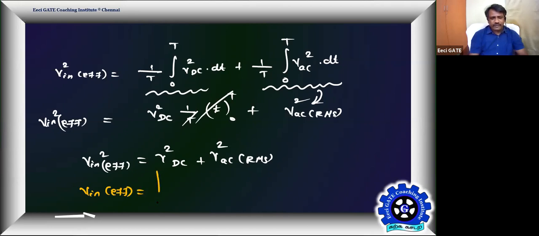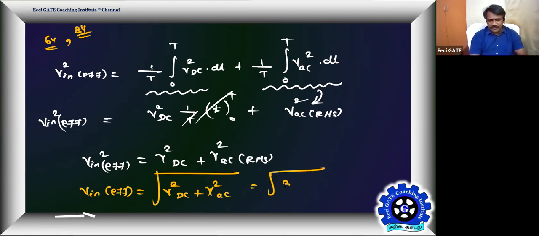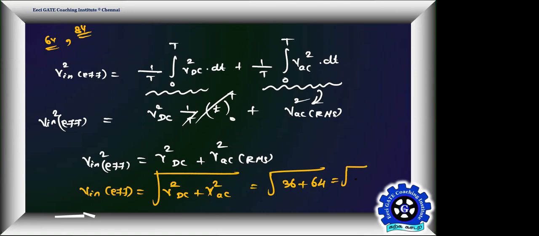Then tell me what is V in effective? V in effective is equal to root of V square DC plus V square AC. Shortly, AC is by default represented by RMS only. So what's the DC signal? 6 volt. What is the AC signal? 8 volt RMS. Then square of them. 6 square is going to be 36. 8 square is going to be 64. Getting, Swati? Yes, sir. Then root of hundred. Answer is then 10 volts. Is it clear, everyone?